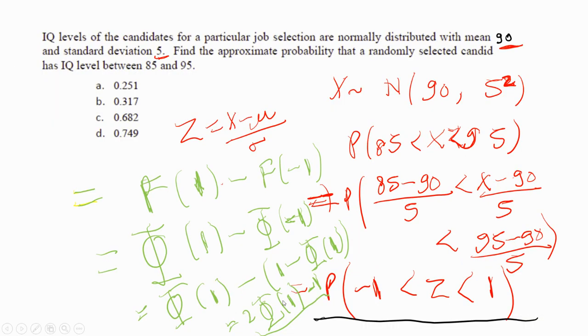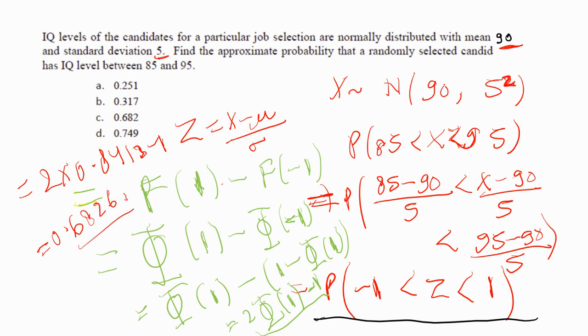So now we have 2 times. The answer will be 2 times 0.8413 minus 1. Now you can calculate it. 2 times 0.8413 minus 1 will be 0.6826. Okay. So this will be the answer.